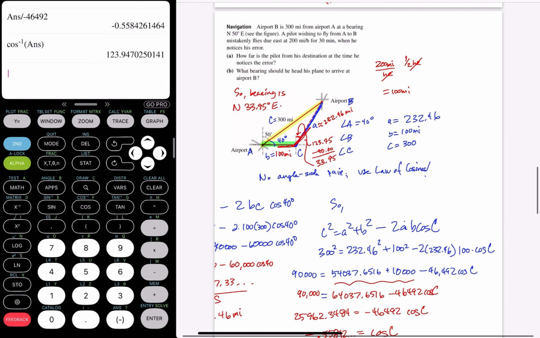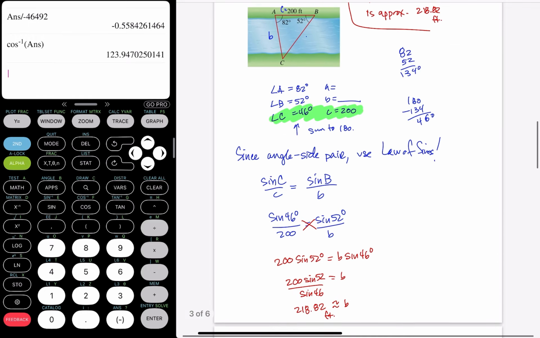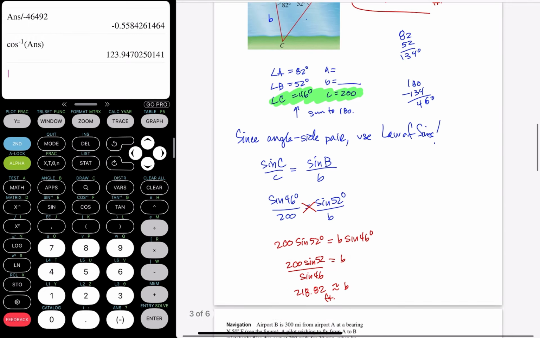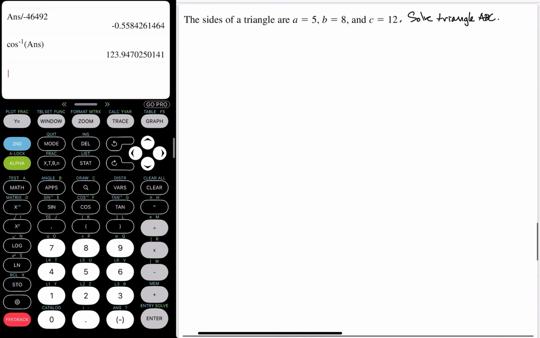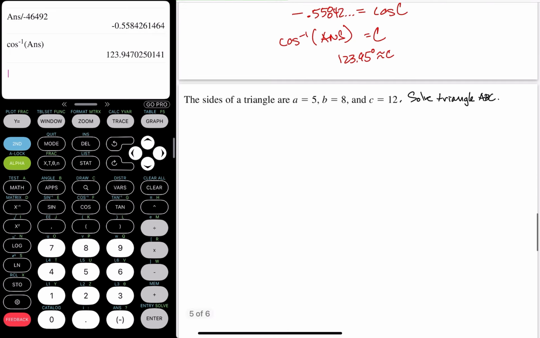Awesome. Cool, so that's one where you had to use the law of cosines twice. So there's some good practice using that. Now, the last one that we will do is solving a triangle, right? So we've actually got two of these.